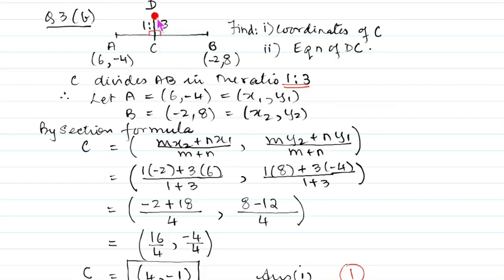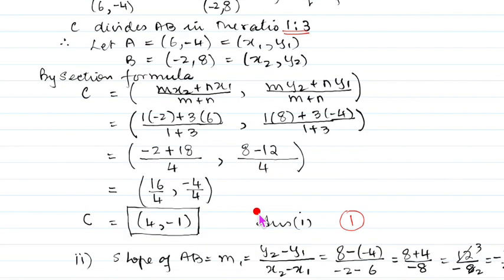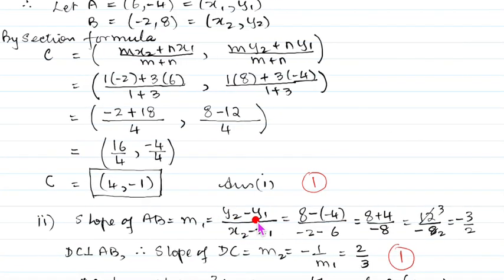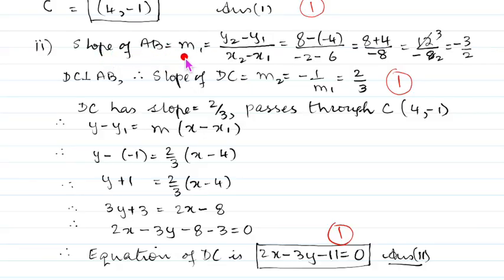Now we have to find the slope of DC. So slope of DC is the perpendicular line to AB. So first we have to find the slope of AB, and then we have to say that m1 m2 is equal to minus 1 for perpendicular lines. So let us look at our solution. Our slope of AB is going to be y2 minus y1 upon x2 minus x1, and then A and B coordinates are given. So we use this to get minus 3/2.